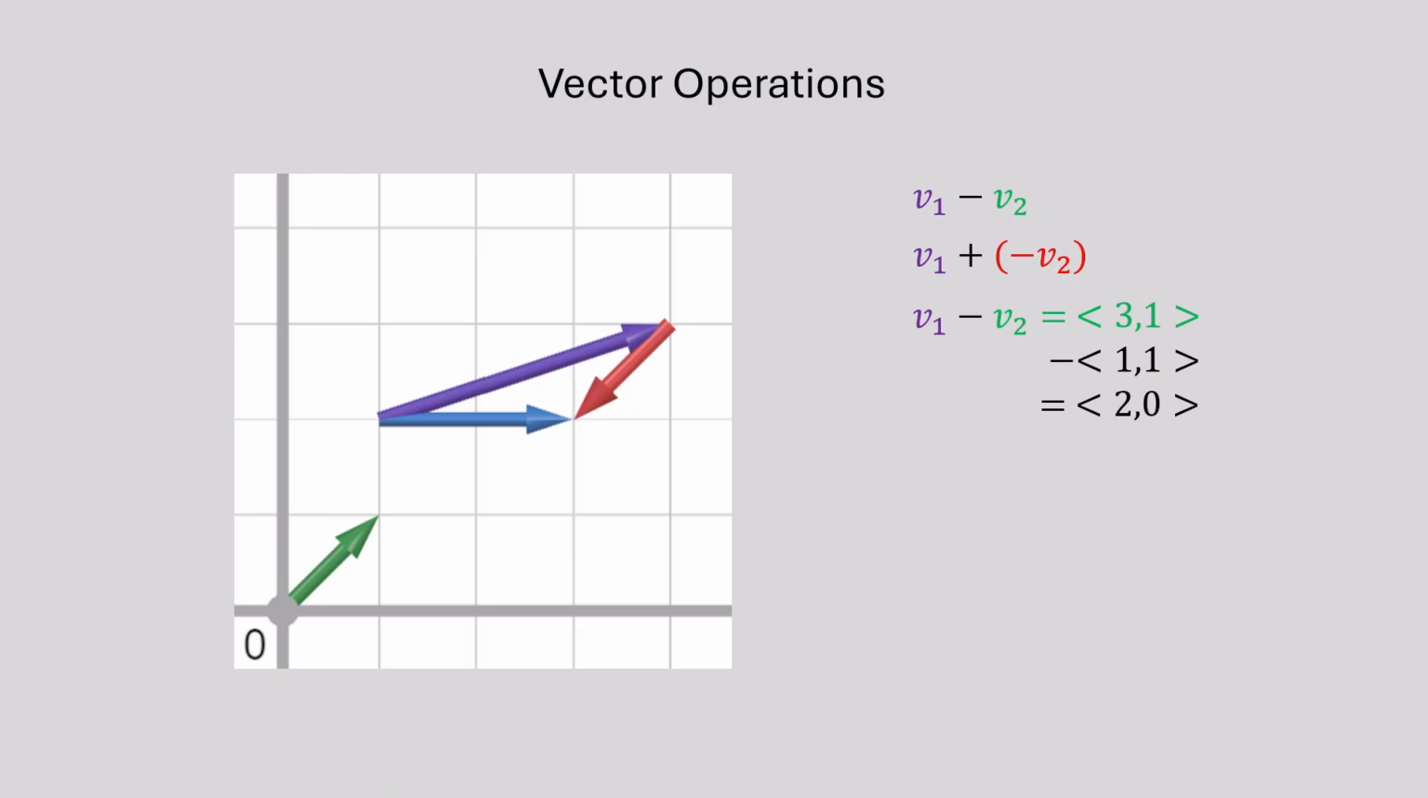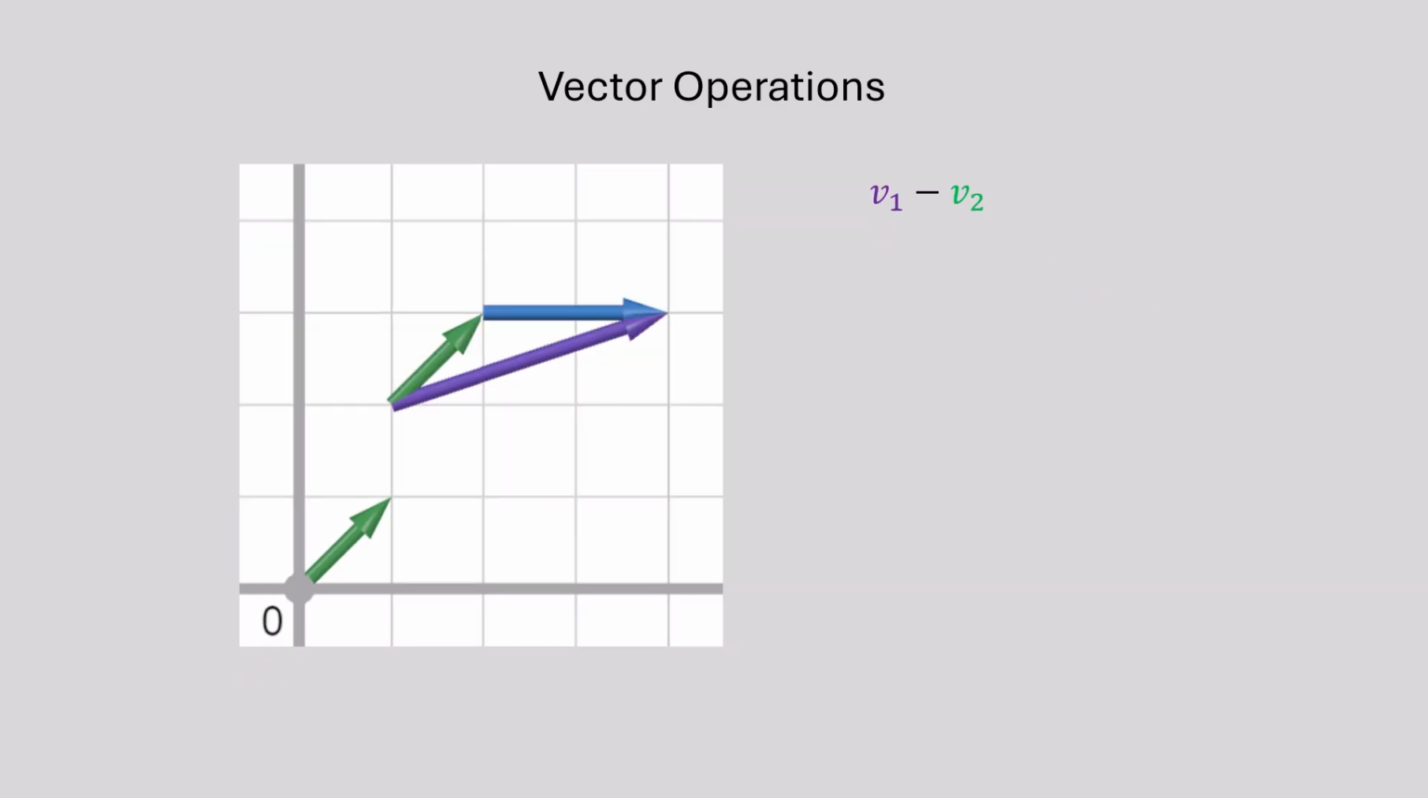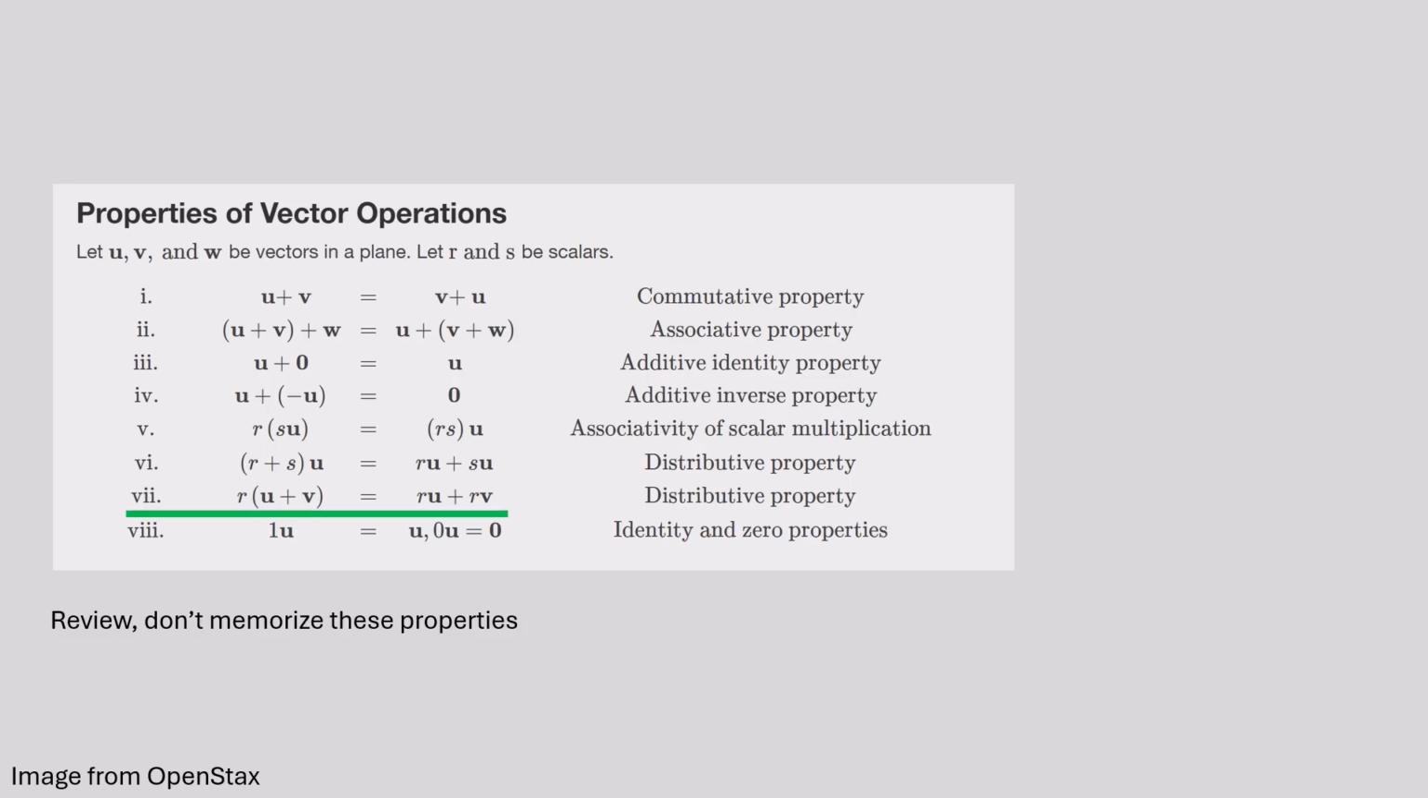Another way to geometrically subtract vectors is to place the second vector at the initial point of the first vector like this. Then the result will be a vector from the second vector to the first. In this example, we also get the vector <2, 0>. Here are the properties of the vector operations we went over so far. You can pause and review these.